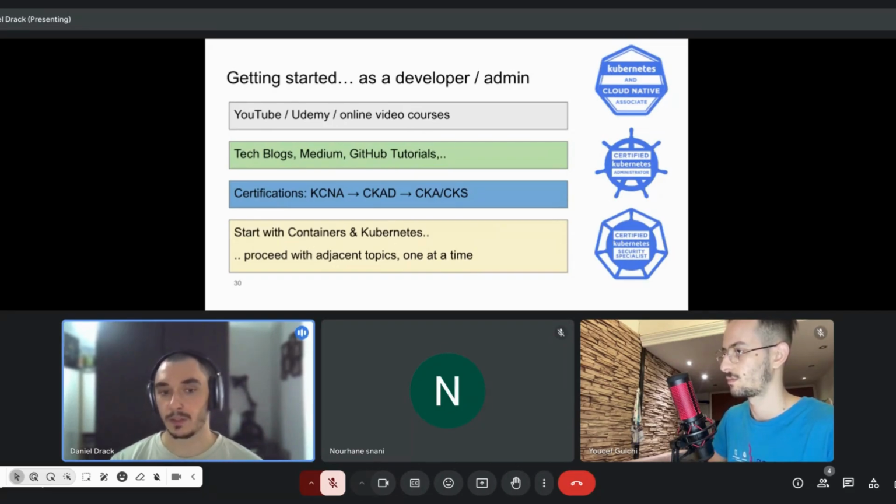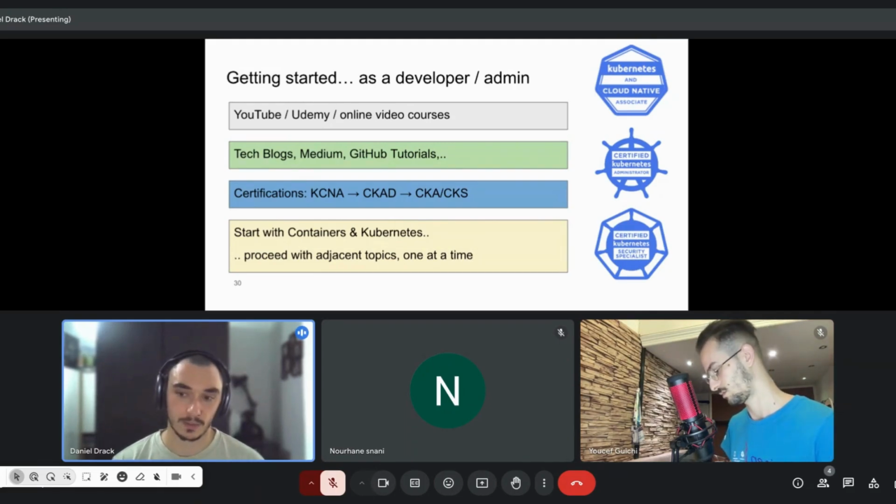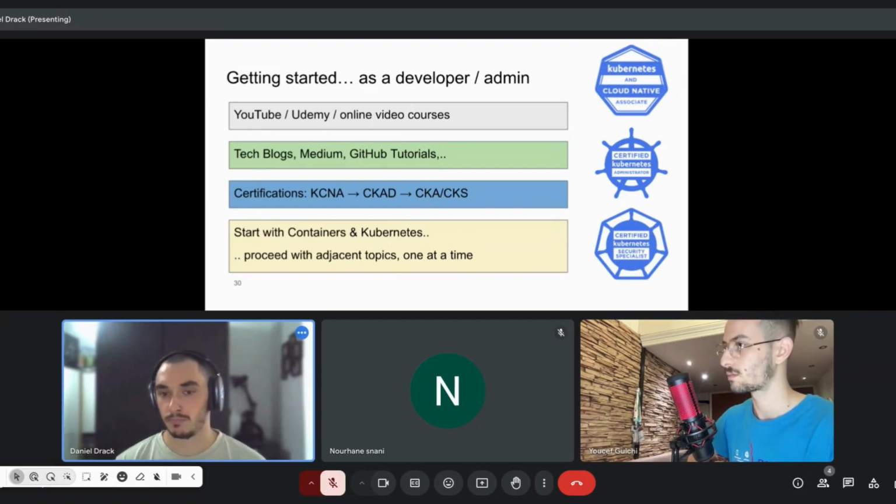The entry-level one, the associate one, is the KCNA, Kubernetes and Cloud Native Associate. Then there is the developer certification, CKAD, and then there are the admin certifications, the Kubernetes administrator, and the security specialist, which is the hardest and the most highly regarded one.